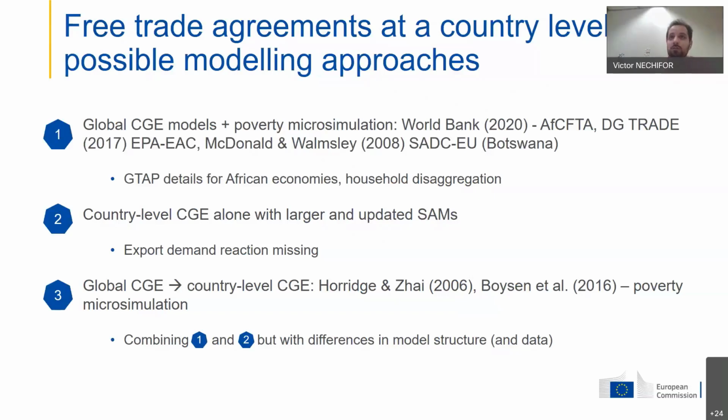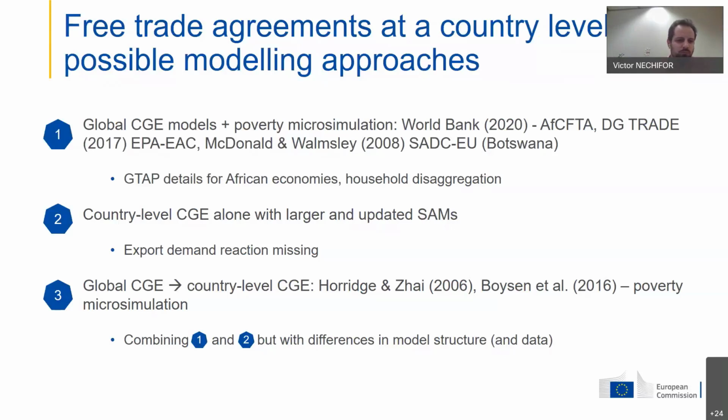Household disaggregation is also an issue because, since you only have one representative household, usually you can't really say much about the distributional impact of trade agreements. This is why in the literature we find global CGE models coupled with poverty microsimulation, to be able to say more about the poverty incidence of trade agreements.